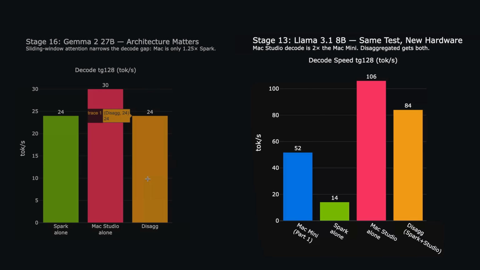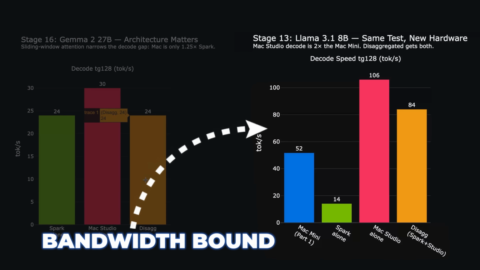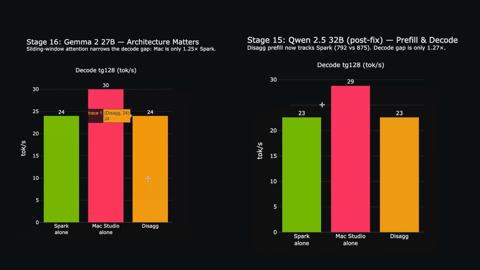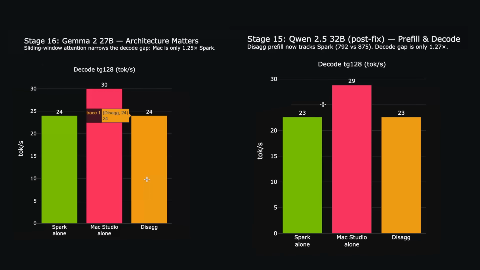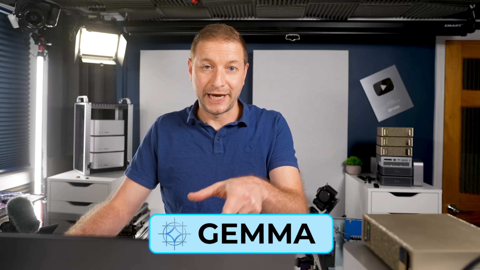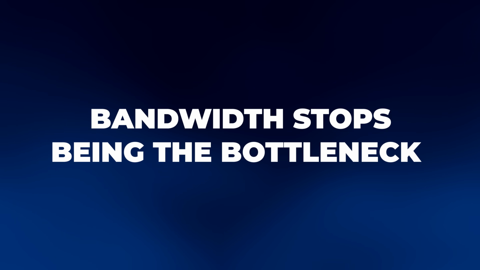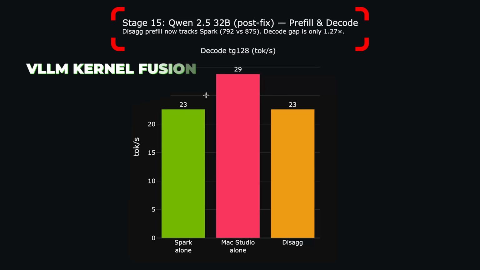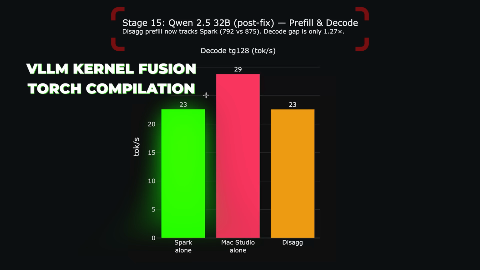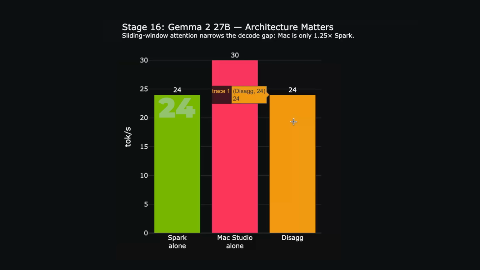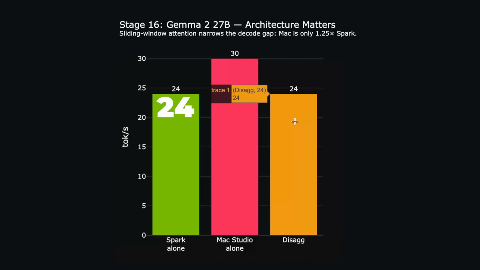See, at 8 billion, decode is almost purely bandwidth bound. The Mac's 3 times bandwidth just wins. At 27 and 32 billion though, 2 things shift around. For Gemma, sliding window attention caps how much KV cache decode has to read per token, so bandwidth stops being the bottleneck. For Qwen, vLLM kernel fusion and torch compilation on the Spark side dramatically cut the bandwidth demand per decode step. So we got slightly different mechanisms, different outcome. The Spark's decode gets relatively better, and the Mac's bandwidth advantage stops mattering as much.